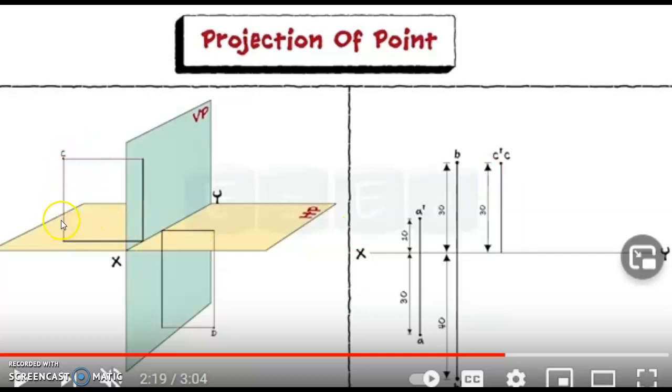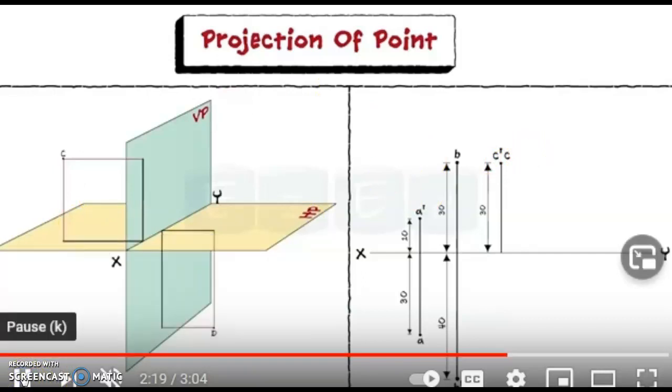And where will the top view come? If we look from the top side, C will come on this point, that is on the HP. And if we rotate this horizontal plane by 90 degrees, the point will coincide with the front view. So the front view and top view are at the same point.